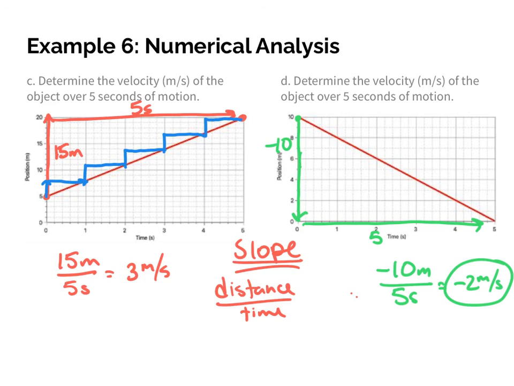All right, a lot of meat and potatoes in this section, but again, we're looking at the different ways to represent motion, whether it's on a diagram or a graph, and identifying those different variables that we talked about in the first two sections.